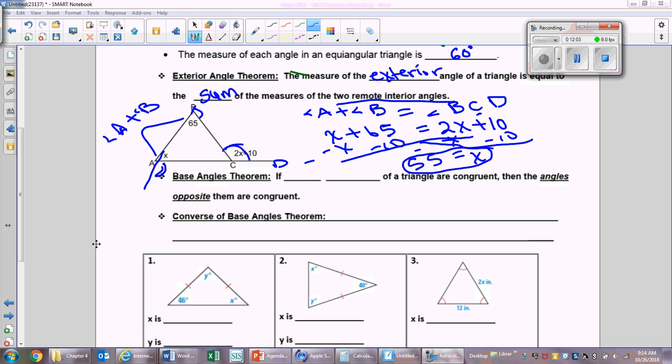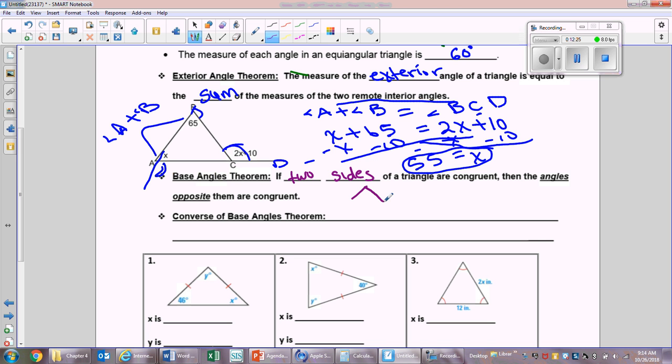All right, so in this case it says if two sides of a triangle are congruent, then the angles opposite them are going to be congruent. So this is more of an isosceles triangle. If I have a triangle, and this side and this side are equal, then this angle and this angle are going to be congruent.